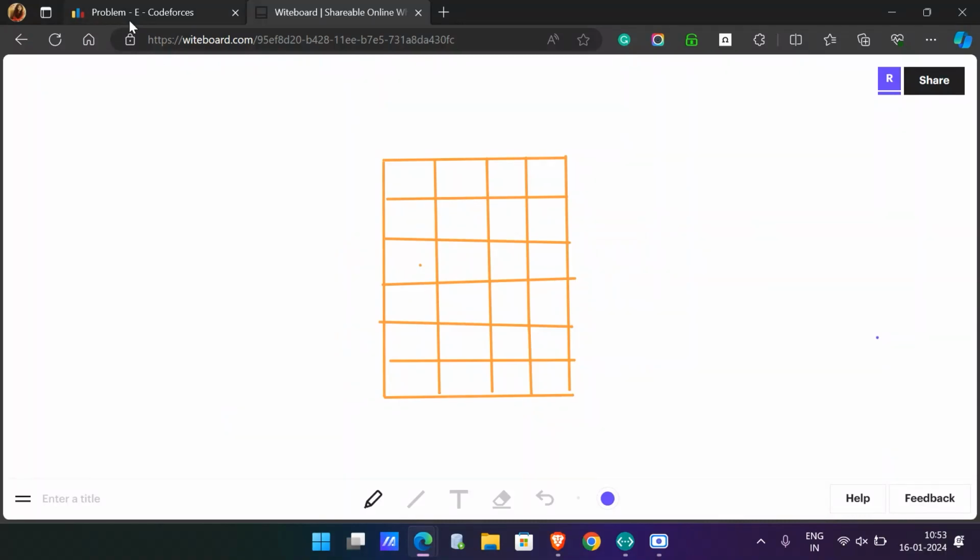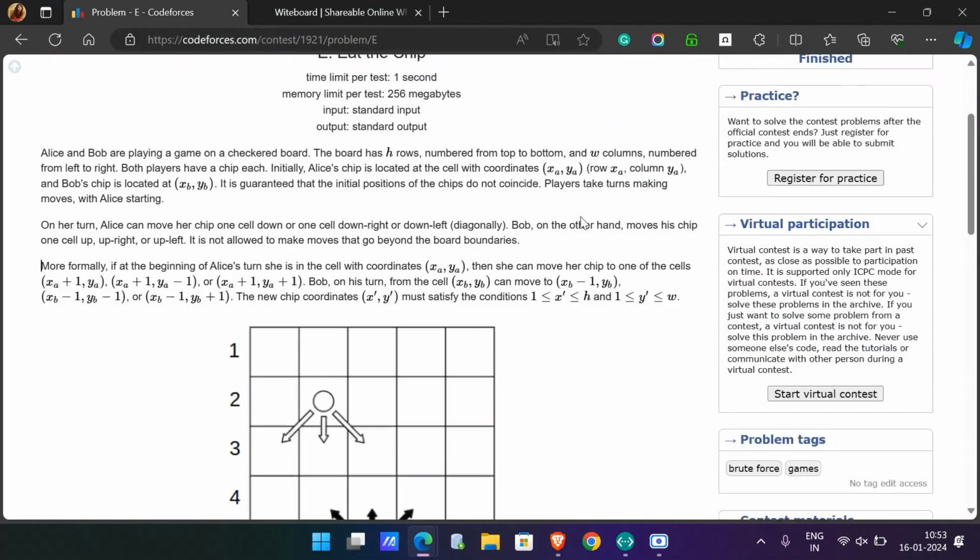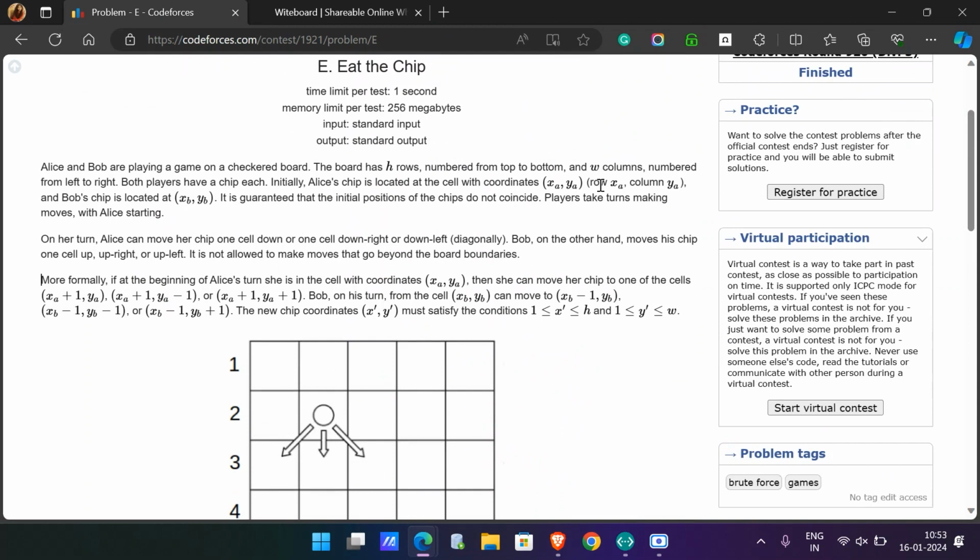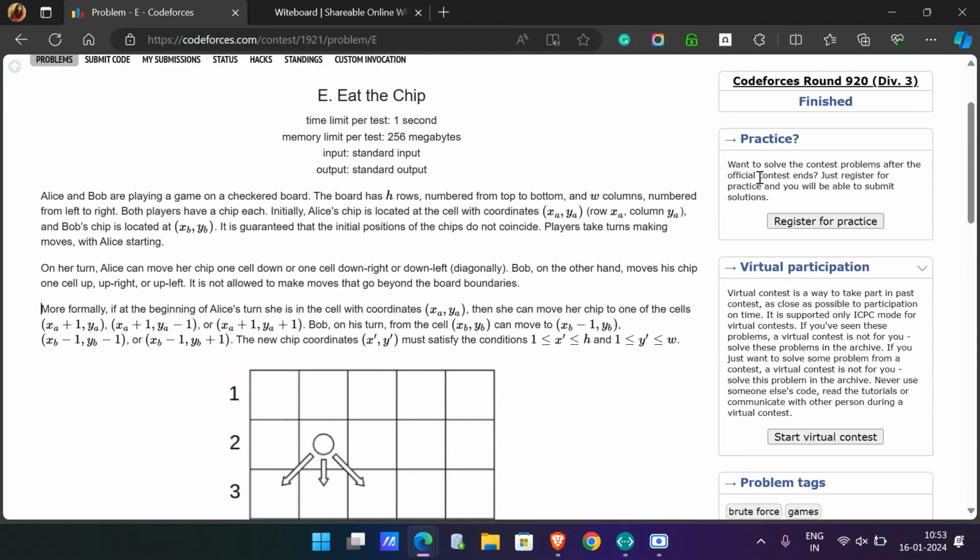Hello everyone, so I'm back with another video, and the question that I'll be solving today is Eat the Chip, which came to Codeforces Round 920 Div 3, and the problem is E.